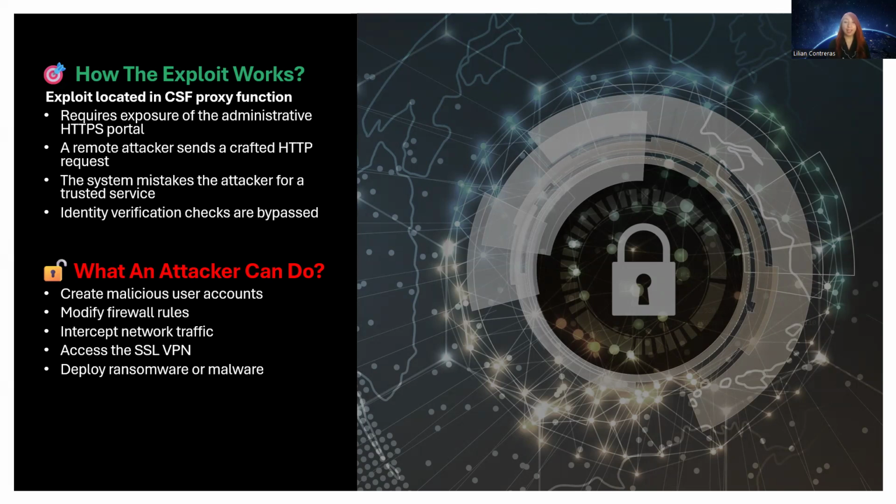As a result, attackers can perform actions with elevated privileges, such as creating new user accounts, modifying firewall rules, intercepting network traffic, deleting configuration, deploying malware or ransomware, and even accessing the SSL VPN, granting them direct access to internal networks.